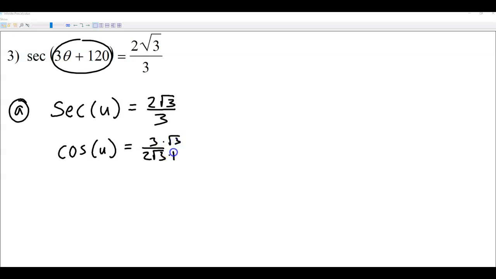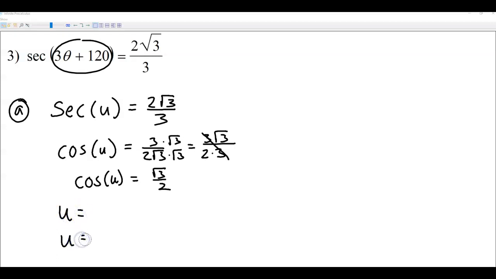Multiplying the top and the bottom by the square root of 3, we get that. These cancel. And finally, I'm left with something familiar. Cosine is the square root of 3 over 2. And then from there, we can find out what u equals by looking at our unit circle. Cosine is equal to radical 3 over 2 at 30 degrees, and also at 330 degrees.